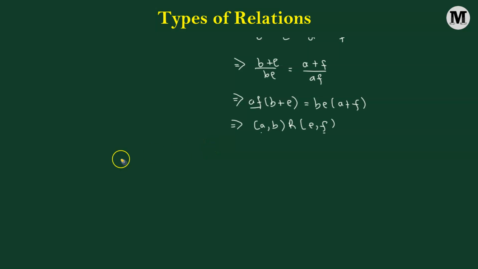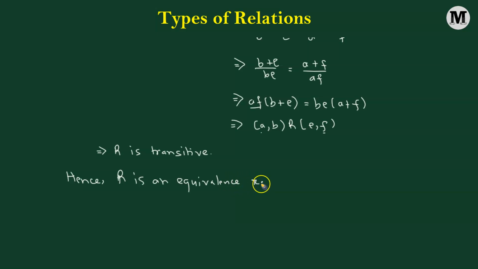This simply means that the relation R is transitive as well. So this is transitive as well, and hence we can say that our given relation R is an equivalence relation. This is an equivalence relation on the Cartesian product of the set of natural numbers with itself.